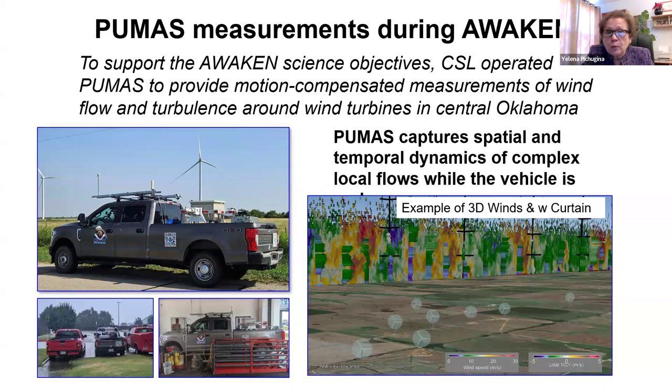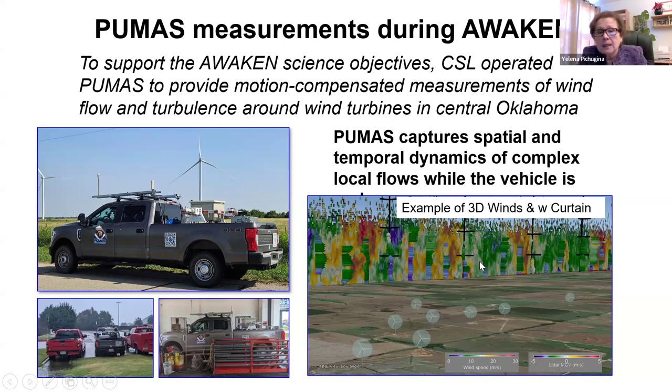So here's an example of measurements during AWAKEN. We operated Puma to provide motion compensated measurements of wind flow and turbulence around wind turbines. So this Puma again, sometimes during our experiment, it's 2 days very low due to heavy rain. And Puma was sitting here, as shown, close to the hotel parking lot. A couple of times we had flat tires. You mentioned it's dirt roads, and it's occupied. There are oil and gas facilities. People are living there. There is some agriculture, so people driving around those roads, and everything could happen.